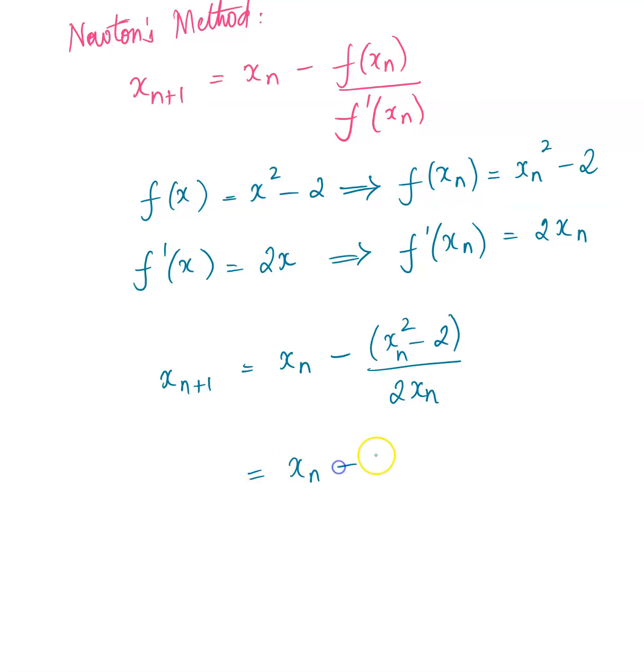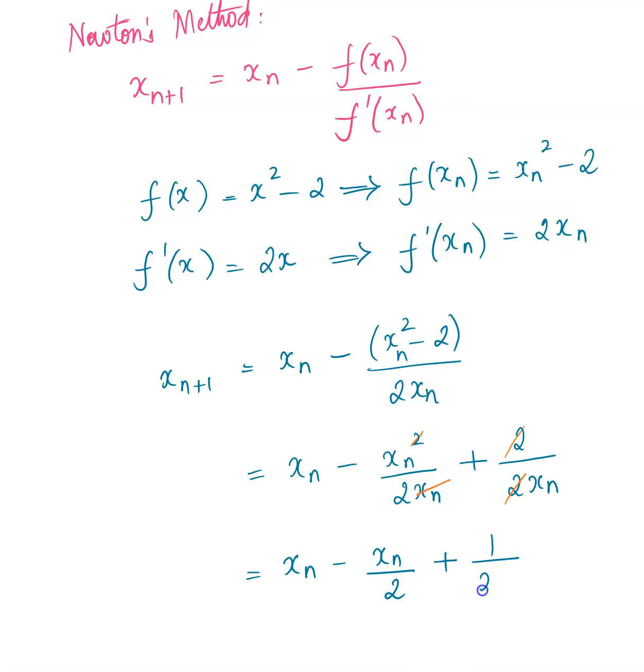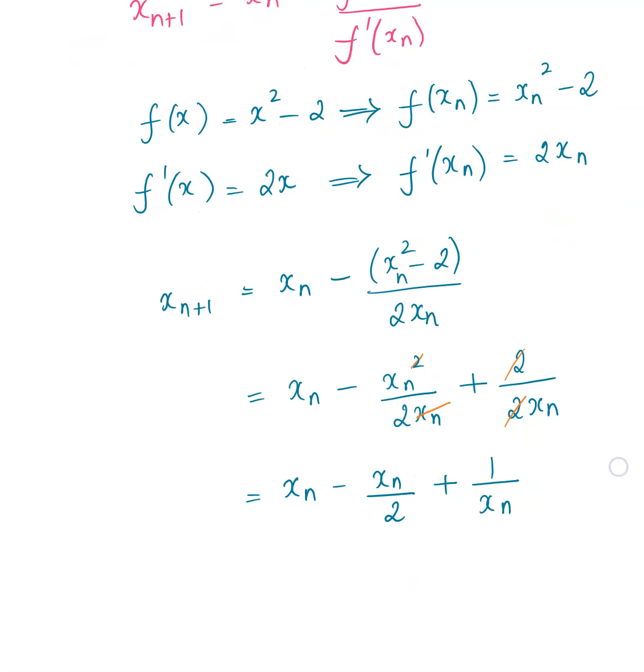So you can think of this as xn minus xn squared over 2xn. I'm separating by distributing. So plus 2 over 2xn. Simplify this, and one of the xn's will go away, and the 2's will go away. So we are left with xn minus xn over 2 plus 1 over xn. Combine these two. Right? So that's 1 minus half. So that's basically half. So xn over 2 plus 1 over xn.